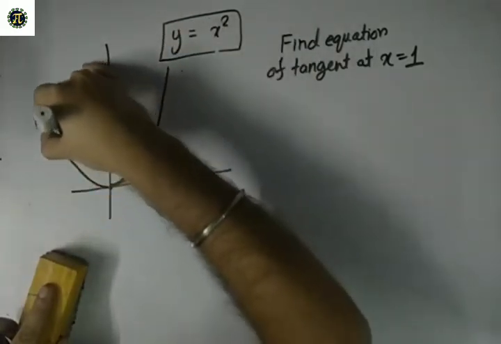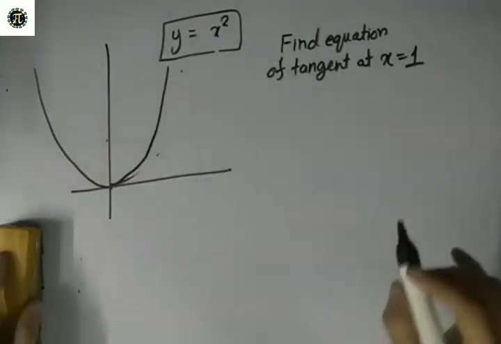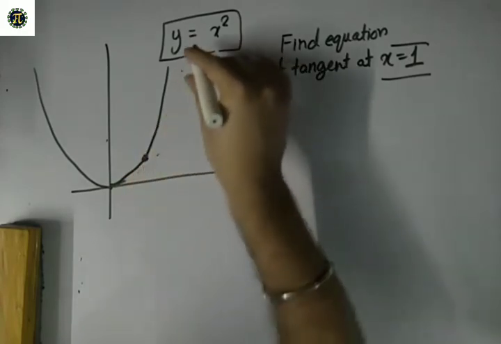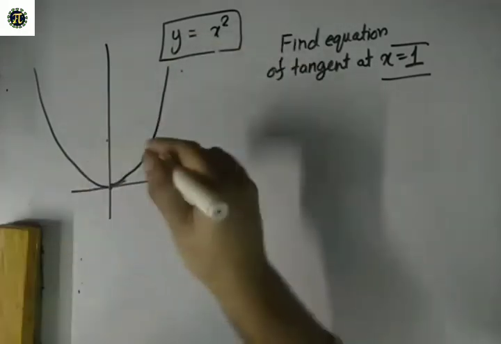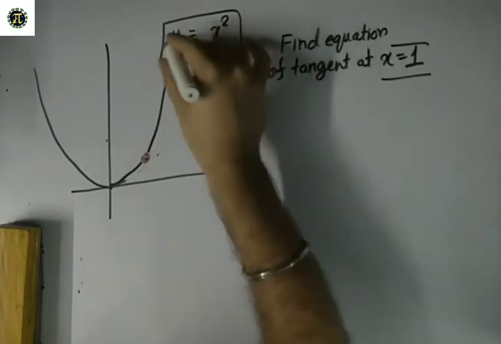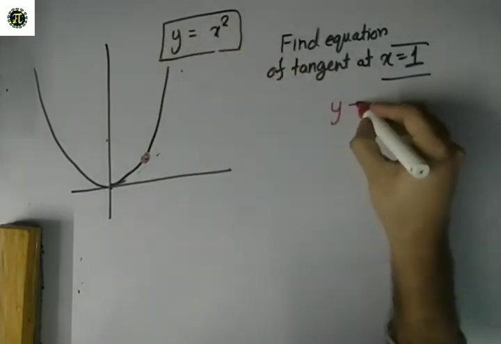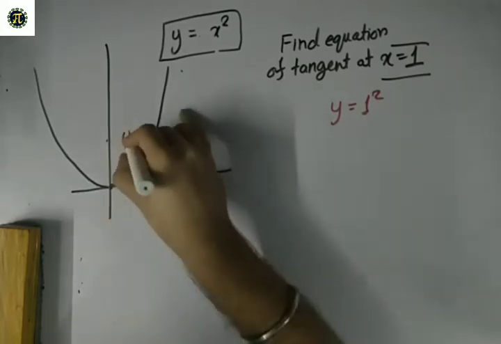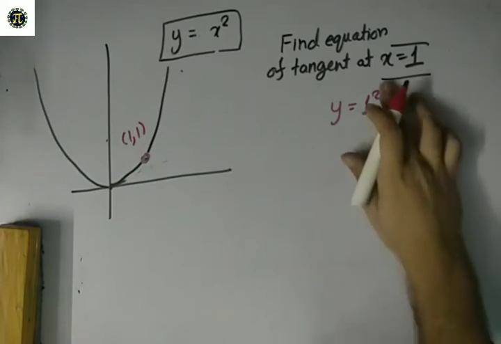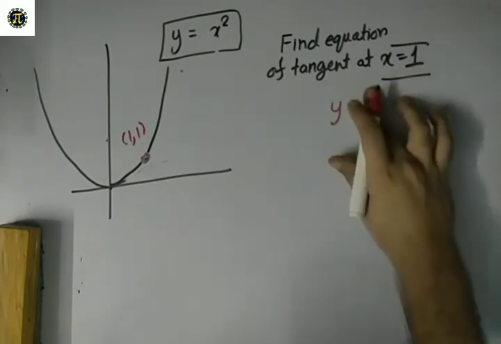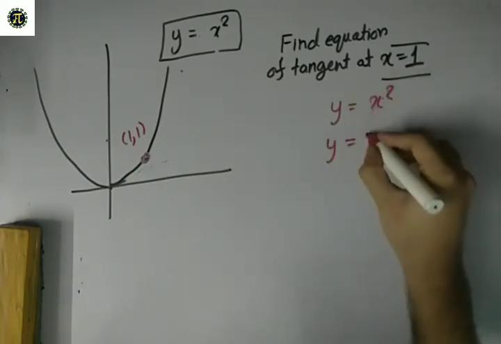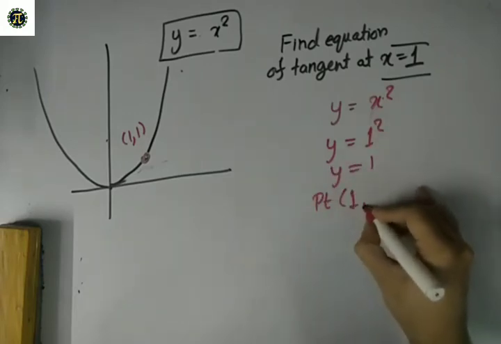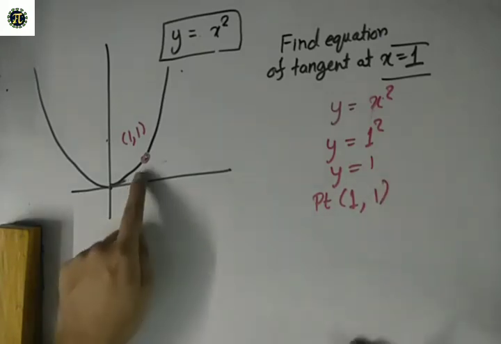So first of all, we need to figure out what the point itself is. The point can be found by using our function. We have x is 1, so when x is 1, y will be 1 square, which is also 1. So the point is 1 comma 1, right? So at this point 1 comma 1, I want to find the equation of the tangent. Now I need to figure out the direction.